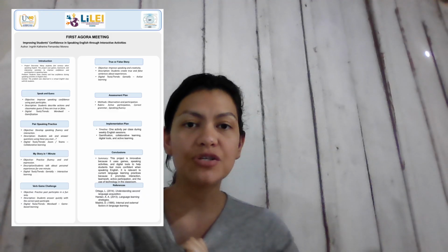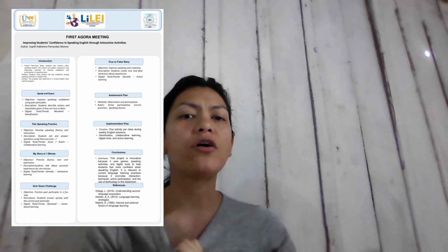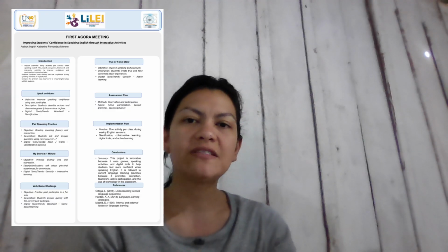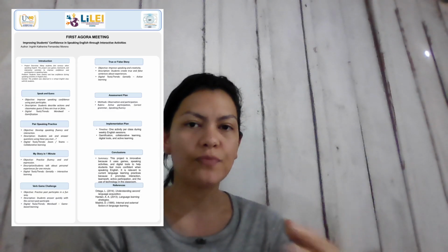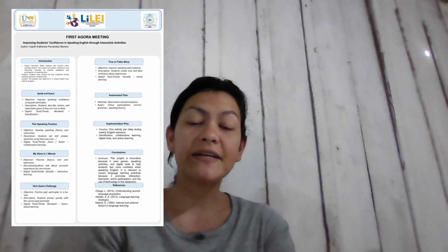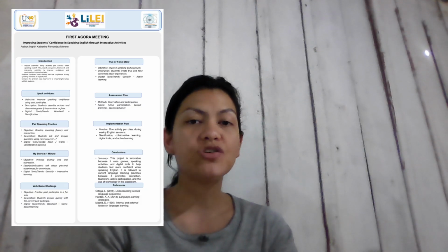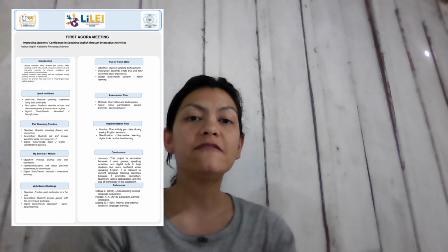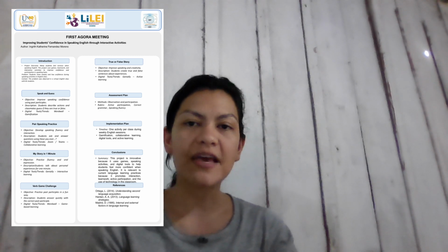The methods used for evaluation are observation and participation. During the activities, the teacher observes how students participate, communicate, interact, and use English in class. The rubric includes aspects like active participation, correct grammar, speaking fluency, confidence, and communication skills.